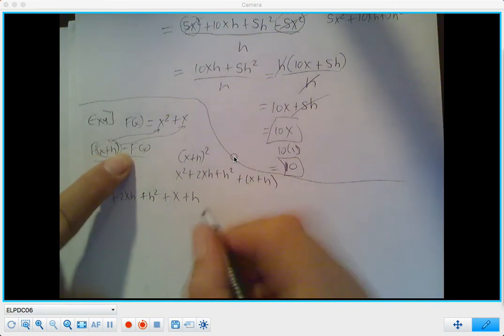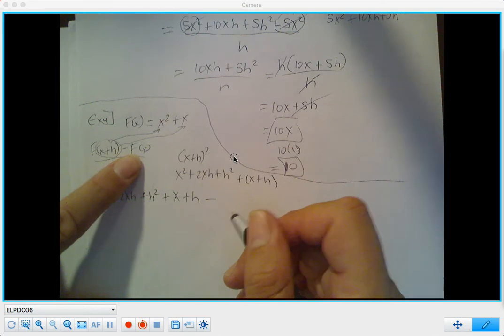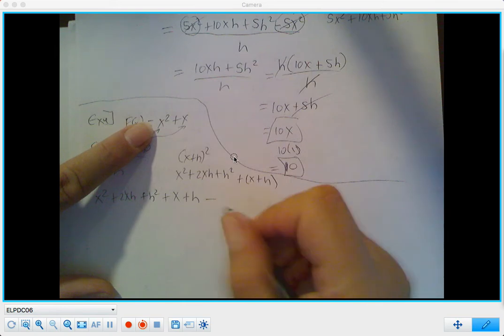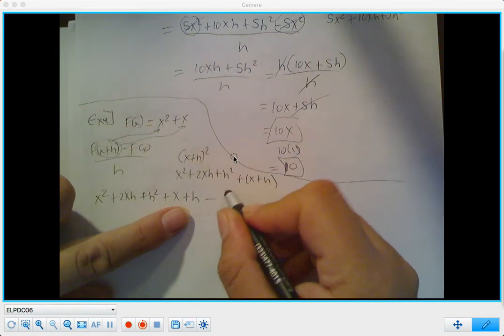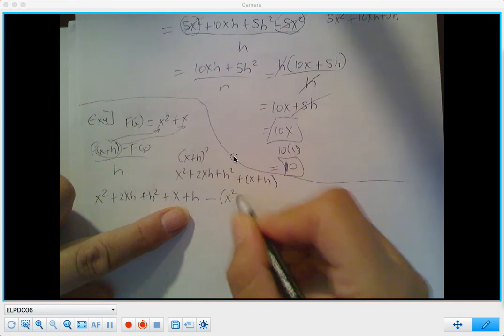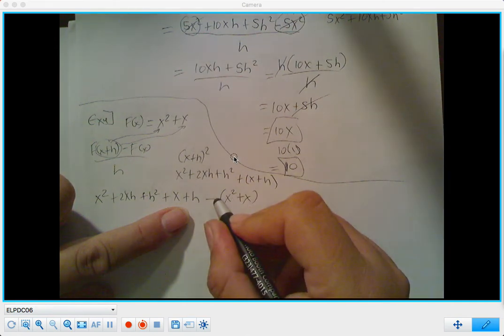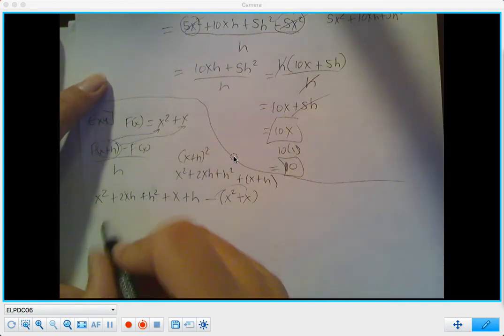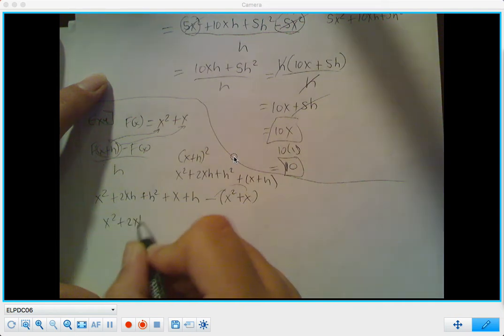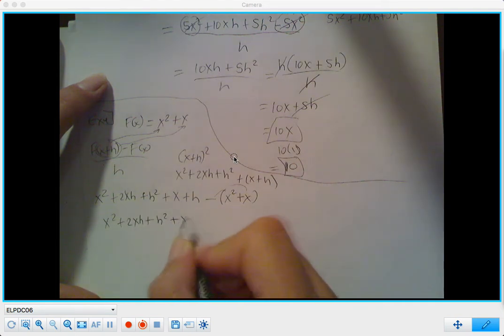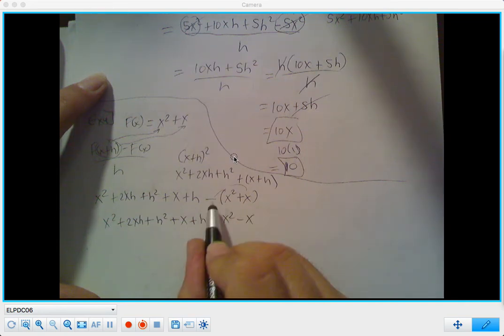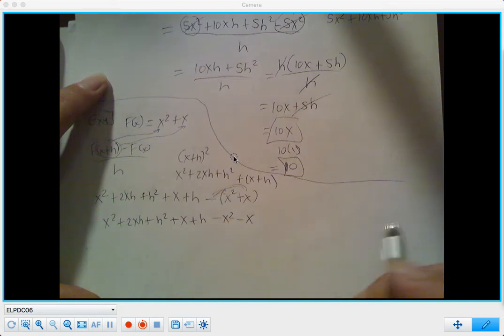And then minus f of x. What is f of x? Well, it's this thing here altogether. So minus, oh, but we have to be careful because since it's a minus sign, you have to put it in parentheses because you have two terms. That means that you will have to distribute the minus. Okay? So this is going to be, let me just rewrite it. x squared plus 2xh plus h squared plus x plus h minus x squared minus x. That's what I did right here. I distribute the negative, all over h.